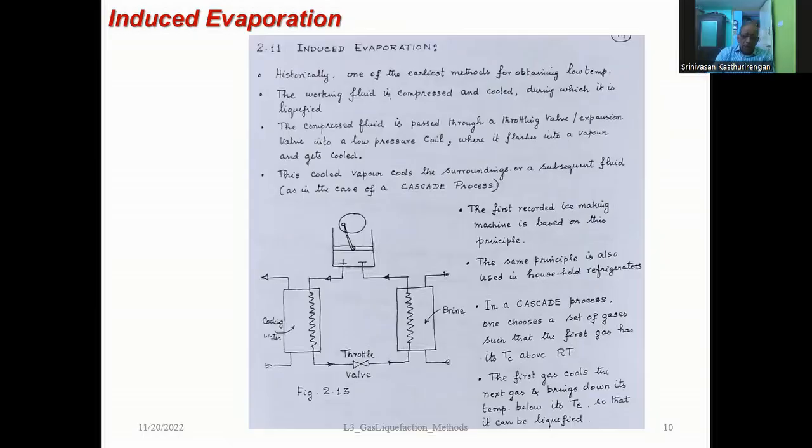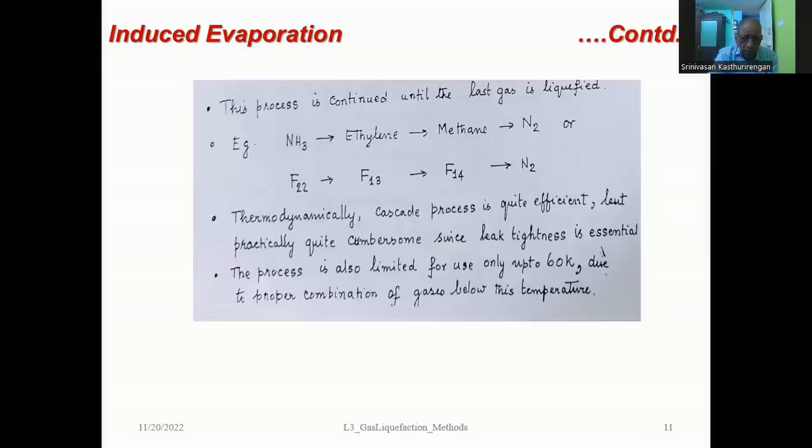and then subsequently it cools another gas which is close by in another part of the heat exchanger, and thereby brings the second gas to a temperature below its TC. So by pressure alone, the second gas can now be liquefied and so on. So this process continues. This we already discussed last time.